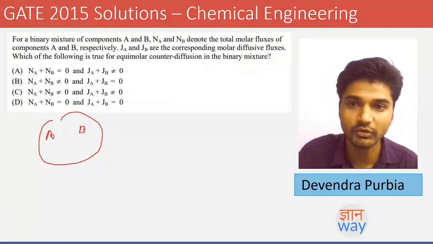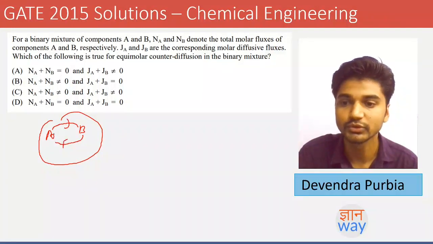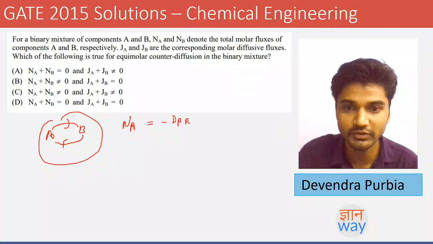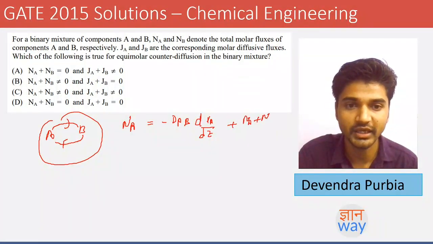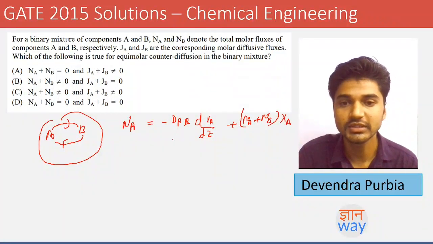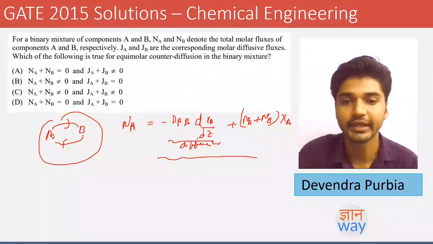Now, what does equimolar countercurrent diffusion mean? The rate at which A is diffusing in B, with the same rate B is also diffusing into A. Now we can write the total molar flux NA using Fick's law: minus D_AB dx_A by dz, plus (NA plus NB) times the concentration or the fraction of A. Now this is the total molar flux, where the first term denotes the molar diffusive flux of A.